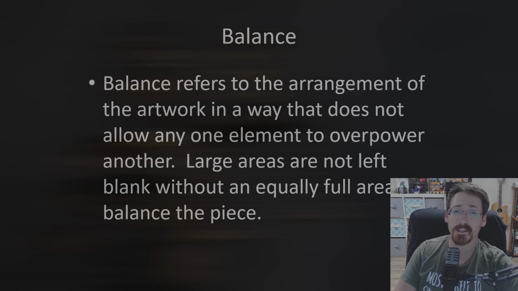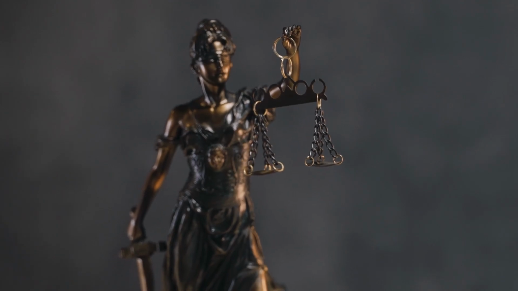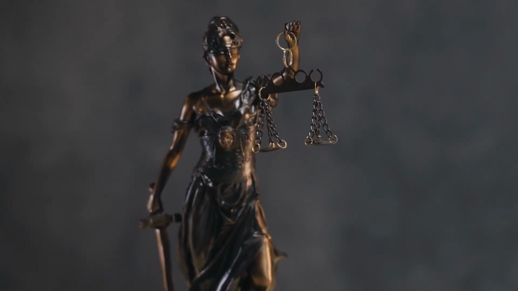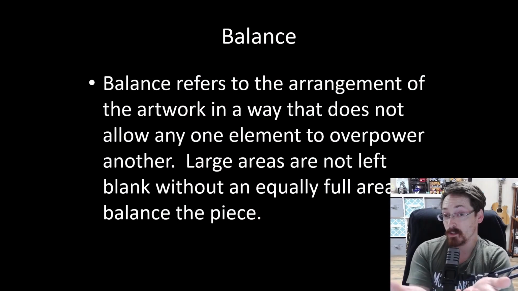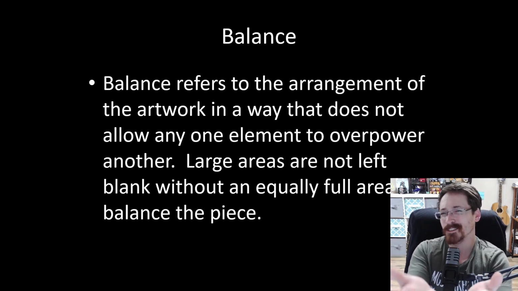You can imagine this kind of like a scale. For instance, if you have a large square on one half of the artwork, and then a tiny circle on the other half of the artwork, it's not going to be visually balanced because one side is going to look visually heavier than the other. Balance makes sure that all of those things are in equilibrium so it doesn't look offset.